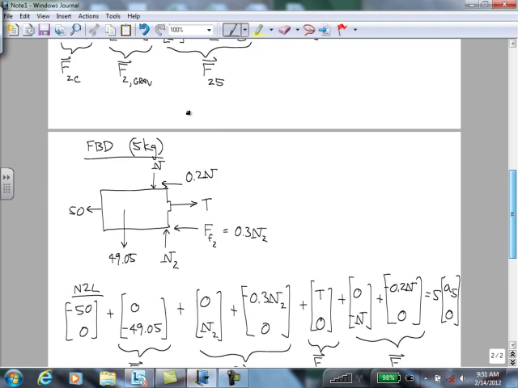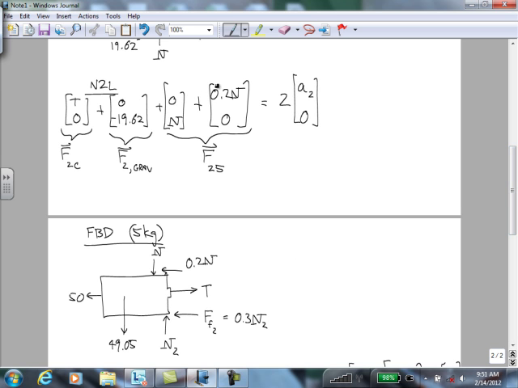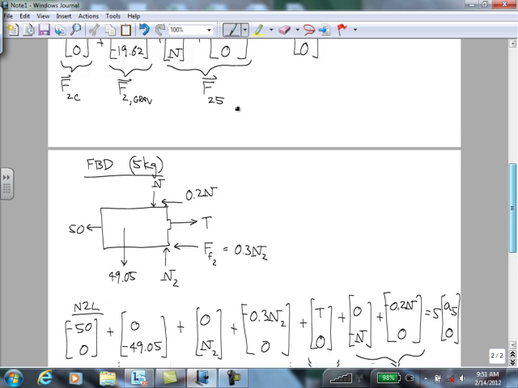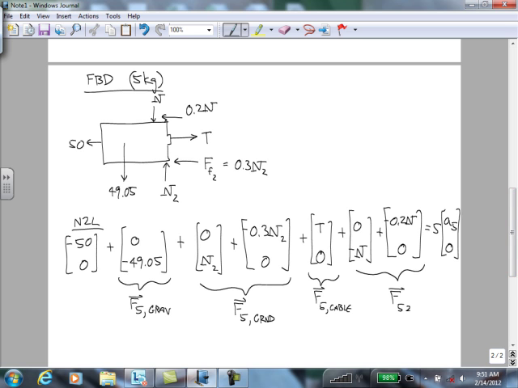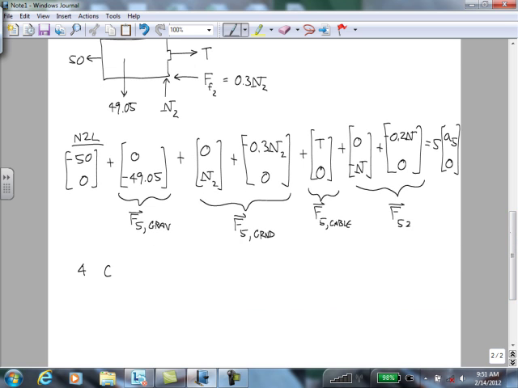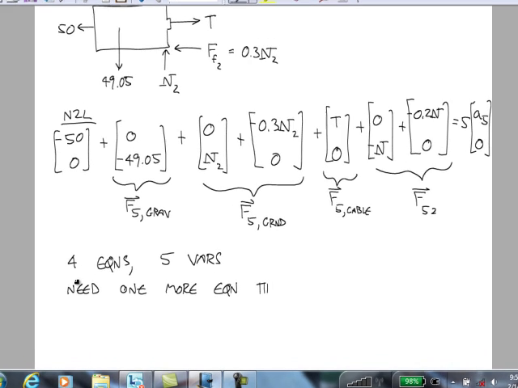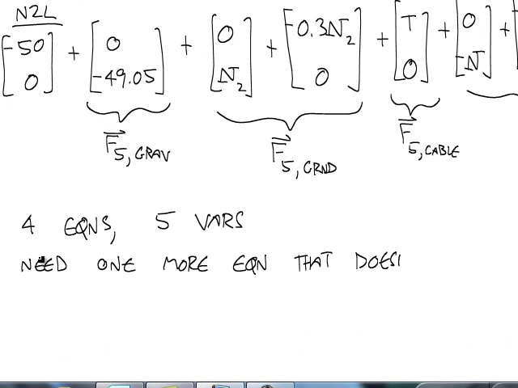Okay, so we have 4 equations. How many unknowns do we have? T, N, A2, N2, and A5. So we have 4 equations and 5 unknowns, which means we need one more constraint equation that doesn't introduce any new variables.